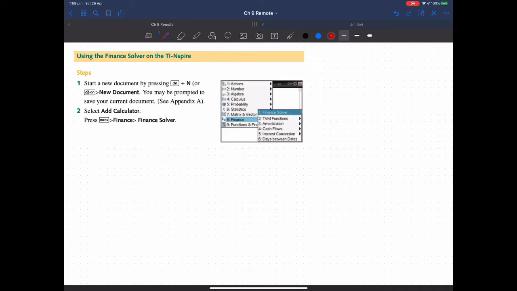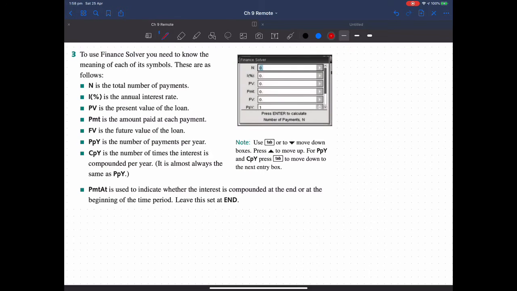finance menu option, which is number 8, followed by finance solver, which is the first option on that menu that comes up. When you get to the finance solver, you'll come to a screen like the calculator screen grab shown. There is a whole series of things that need to be typed into the calculator, but there's also a whole series of things that the calculator can find.